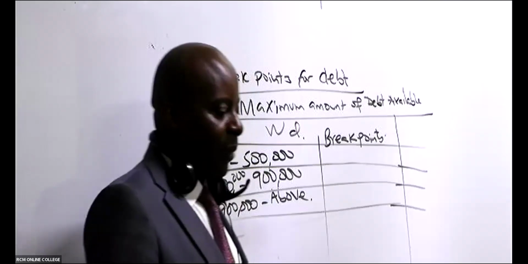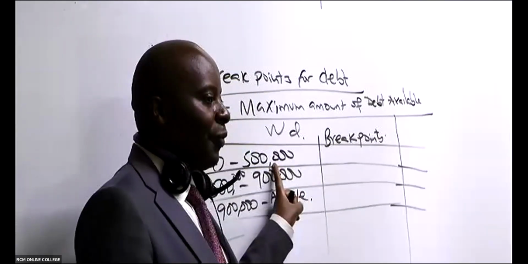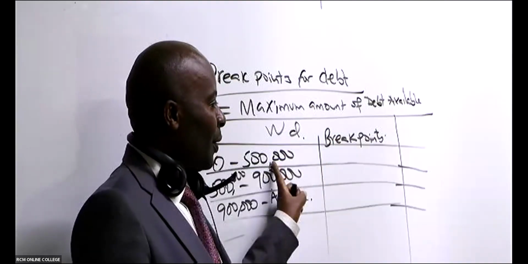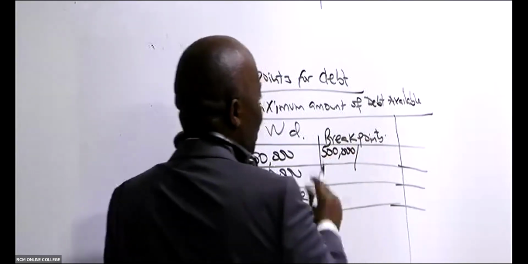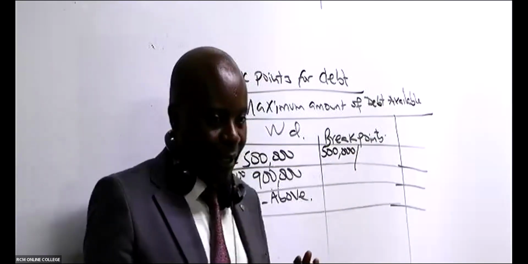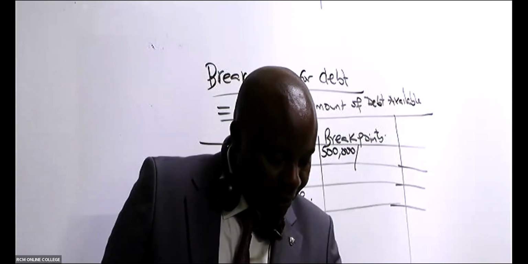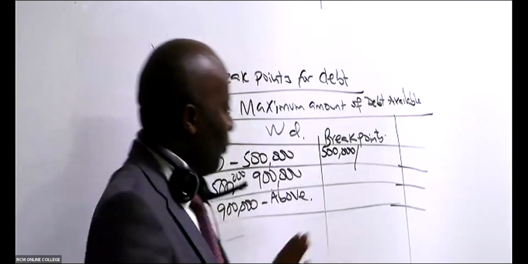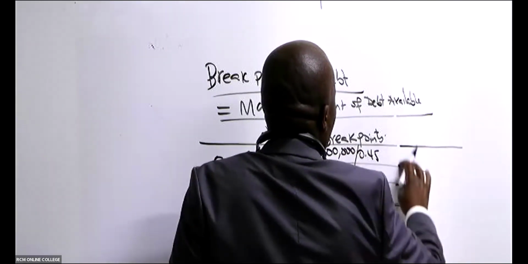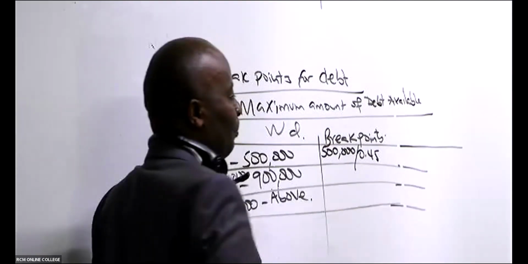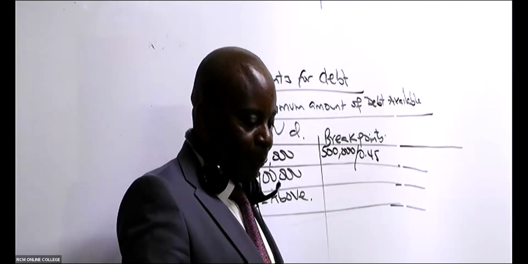So for that, ladies and gentlemen, we start with the first class. What is the upper limit of the first class? What is the maximum amount available? 500,000. So you take 500,000, you divide this by the weight of debt. The weight of debt was provided up there, if you remember. We already did that. The weight of debt is 0.45. So are you able to give me this breakpoint? It looks a funny figure. 500,000 divided by 0.45.